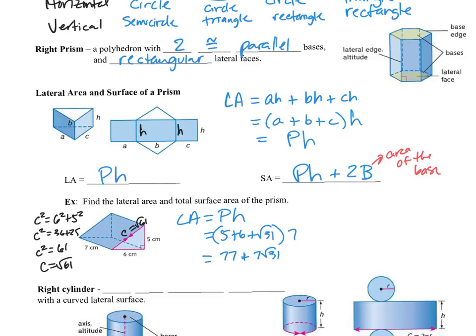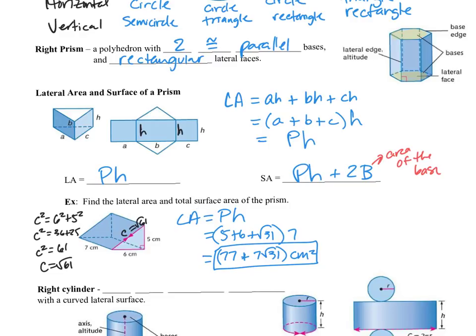I'm going to put parentheses around all of that, and then write the correct units. Since we're measuring in centimeters and this is surface area, our units will be centimeters squared. Okay, so we're halfway done with this problem because we have found the lateral area. Now let's find the total surface area.